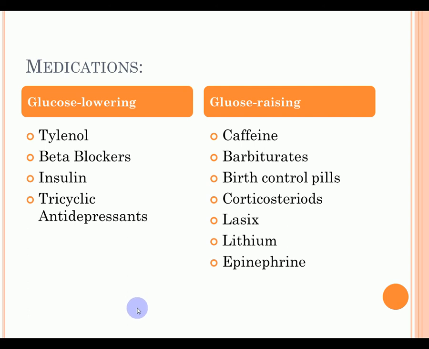Now, some of the things that affect glucose by raising it that people aren't aware of are caffeine, barbiturates, birth control pills, and corticosteroids. That's why we have to taper you off of them, because they cause very high levels when you're taking them with someone with diabetes. Also Lasix, lithium, and epinephrine.